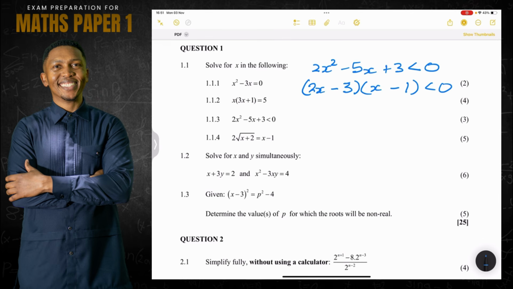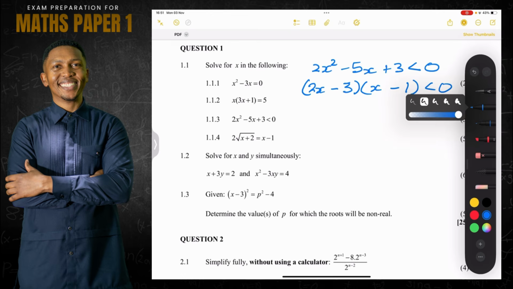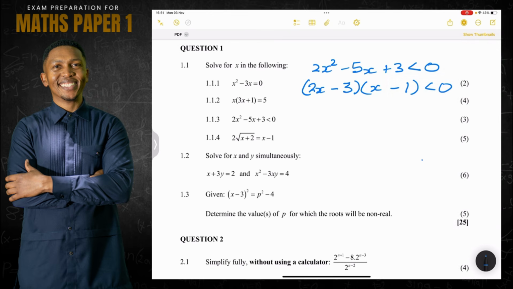And so what becomes our critical values? Now please remember, guys, this represents a parabola, right? And this is a parabola. If we look at our critical values, if we solve this, this will give us x is equal to 3 over 2, as well as x is equal to 1.